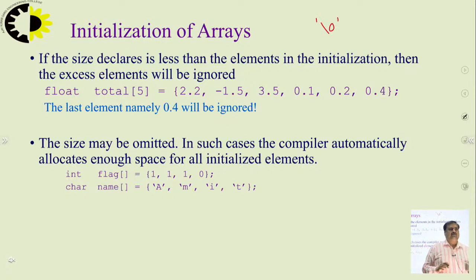So the size here declared, if it is less than the elements in the initialization part, then the remaining elements will be ignored, like 1, 2, 3, 4, 5. Only these will be used and this will be ignored, because here the size is only 5. So this is how we can declare and initialize our arrays.